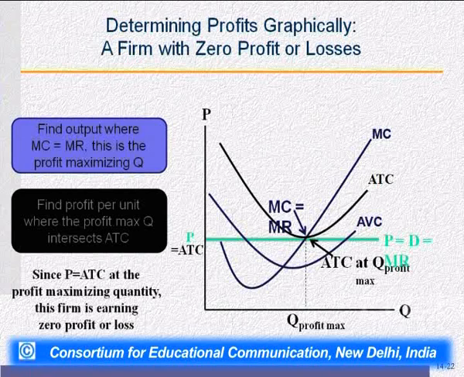So since P is equal to ATC, what is the result from this figure? When P is equal to ATC at the profit maximizing quantity, the firm is earning zero profit or loss, because there is not a single gain, or a single loss. All the things are equal. MC is equal to MR, MC cuts MR from below, and the average total cost is also equal at the intersection of the profit maximization Q. So there is not a single gain or a single loss.